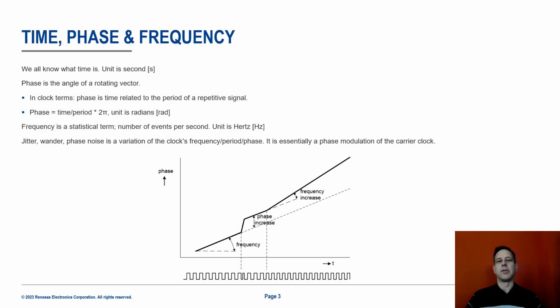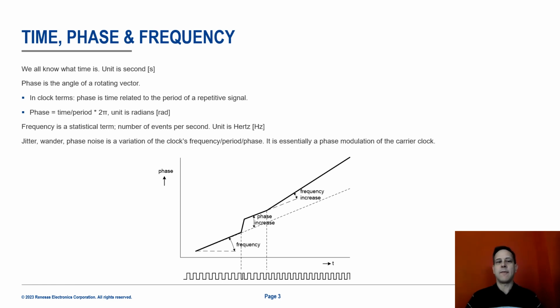In the other tutorials, you've been introduced to concepts of frequency, phase, and time. And we all know what time is, with a unit of seconds. Phase is the angle of a rotating vector. In clock terms, it can be looked at as the period of a repetitive signal. Frequency is a statistical term, normally representing the number of events that happen per second, with a unit of hertz.